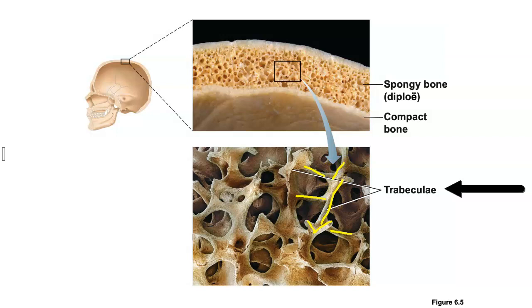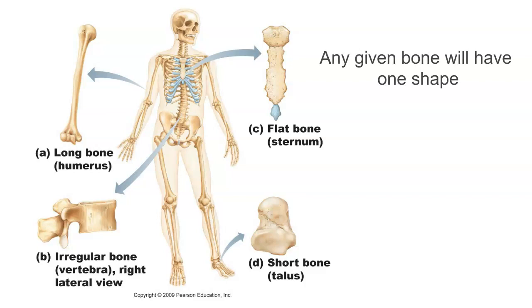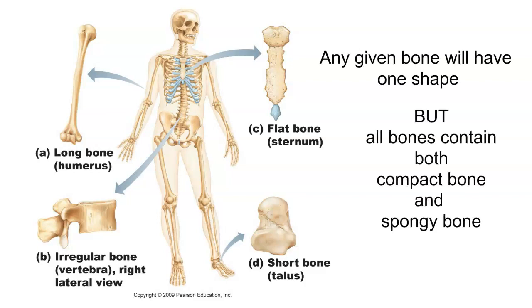And so just to clarify, they're showing us the skull bone, and the skull bone is a flat bone, and I can see that this flat bone has compact bone on the outer periphery and spongy bone in between. And that's actually the case for every bone. And so even though a bone can only have one shape, either it's long, short, or flat, any given bone will contain both compact bone and spongy bone in different locations.